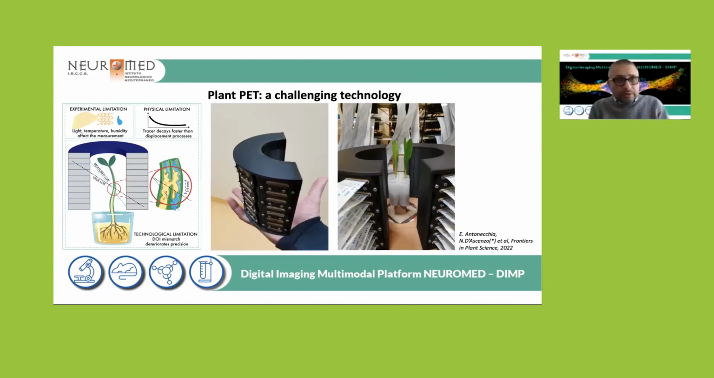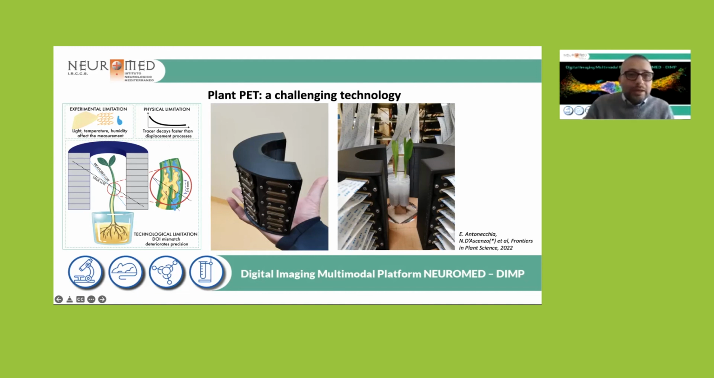It is a challenging technology. Plant PET needs to face many differences between preclinical and clinical imaging. Plants don't have a very good immediate self-adaptation system for when the environment becomes very cold. So there is a strong experimental limitation. Light, temperature, and humidity affect the measurement a lot. The tracer decays much faster than the displacement processes sometimes. And then, of course, there are several technological limitations related to the design.